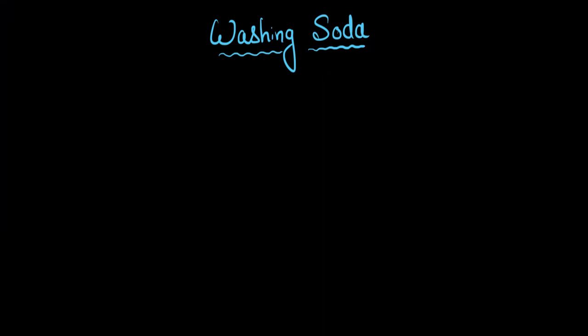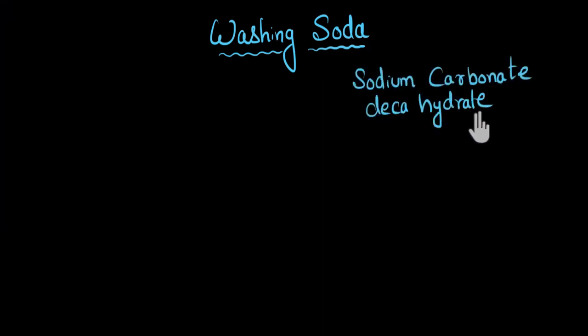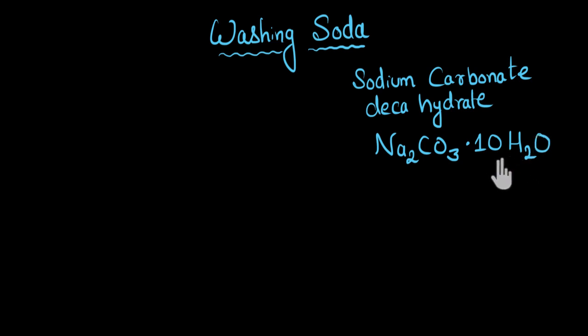So washing soda is chemically known as sodium carbonate decahydrate. Let's write down its chemical formula. Sodium carbonate is Na2CO3, and deca means 10, and hydrate stands for water, so 10H2O. So Na2CO3·10H2O is the chemical formula of washing soda. And this 10H2O refers to water of crystallization. Don't worry if you haven't studied this yet. We will talk about water of crystallization in great detail in a separate video. So for now, the formula of washing soda is Na2CO3·10H2O.